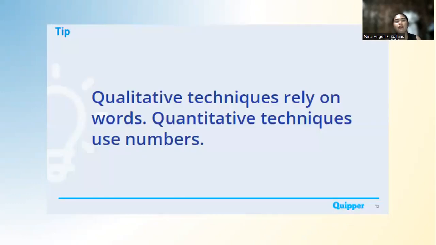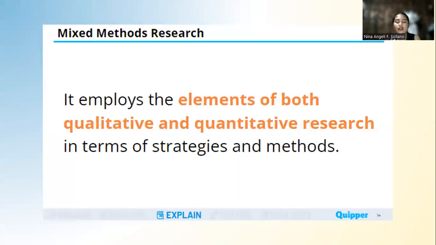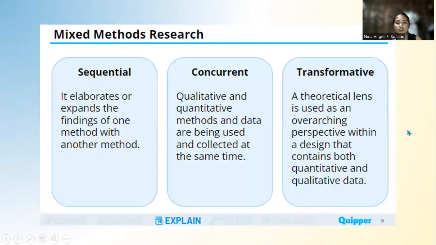So again, to simplify, qualitative techniques always rely on words, unlike quantitative, which uses numbers. And we have mixed methods research. In this one, the qualitative and quantitative are combined in terms of strategies and methods, because there are certain studies that may use the two researches.